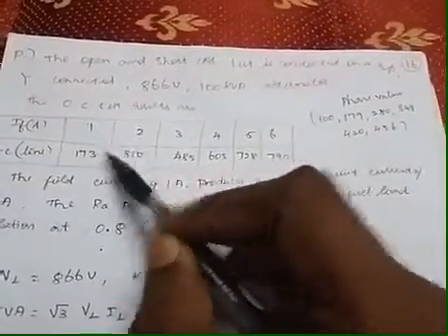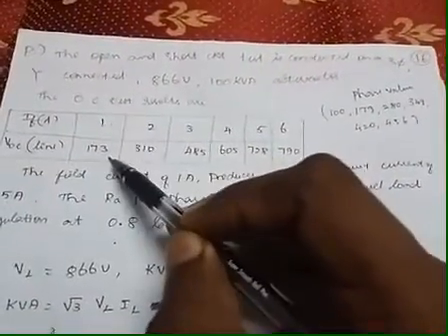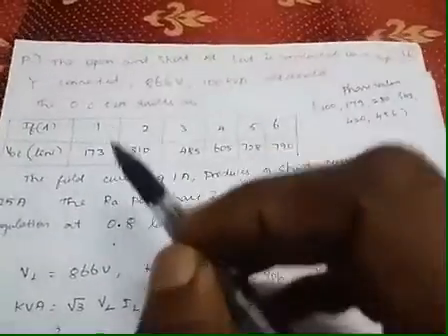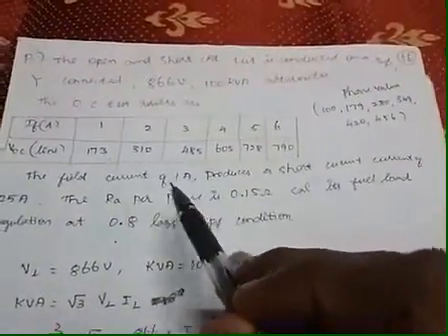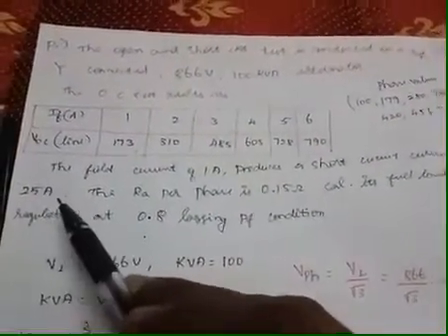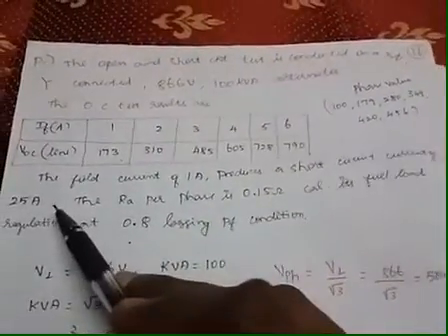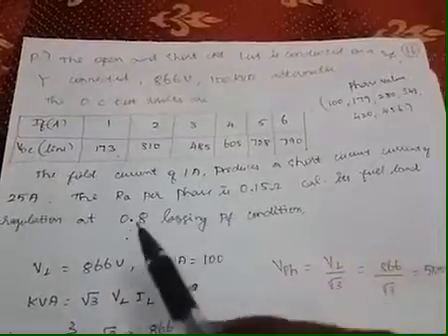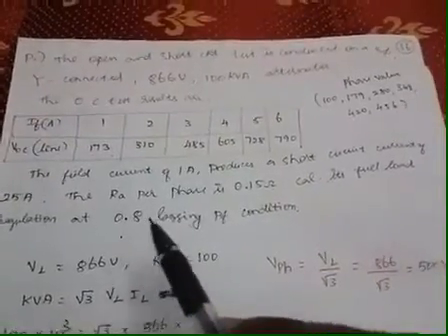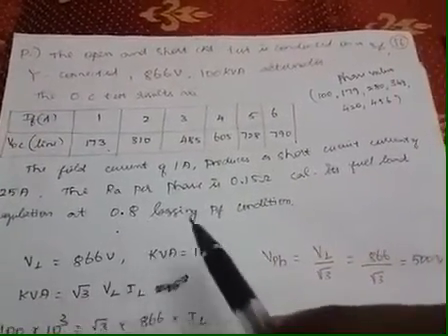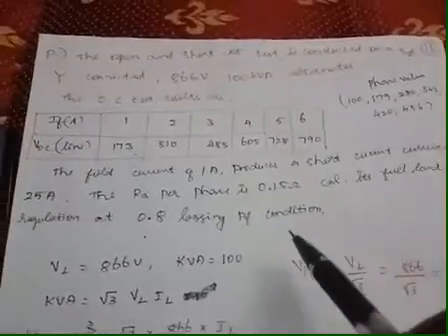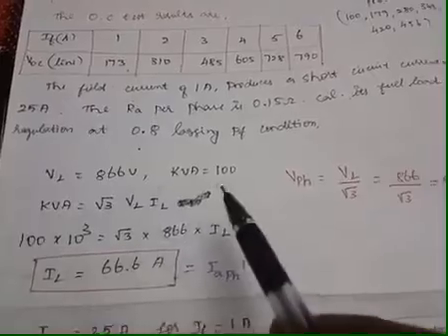OC test means open circuit result, where field current versus line voltage is given, and a field current of 1 ampere produces a short circuit current of 25 ampere. So one data is the open circuit voltage and the other data is the short circuit current. Ra is given here, to find the voltage regulation at 0.8 lagging power factor. Clear? So write the given data, VL and kVA.